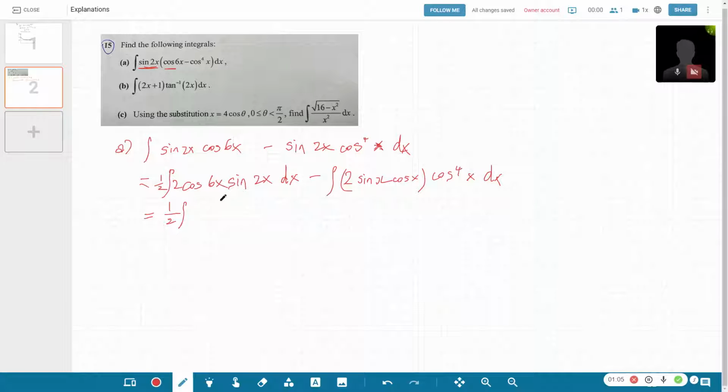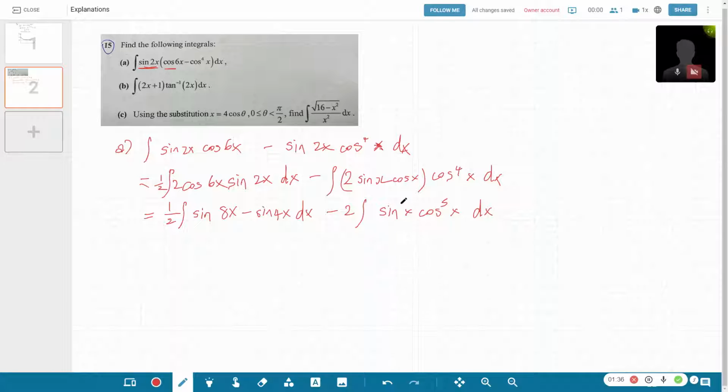Now from here, we can actually do our factor formula. This will be under the second one, which is sine minus sine. So 2 cos 6x sine 2x, I will be left with sine 6 plus 2, 8x, minus sine 6 minus 2, 4x, minus 2 of integration sine x cosine power 5x.